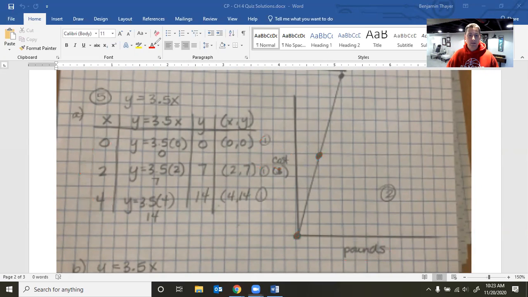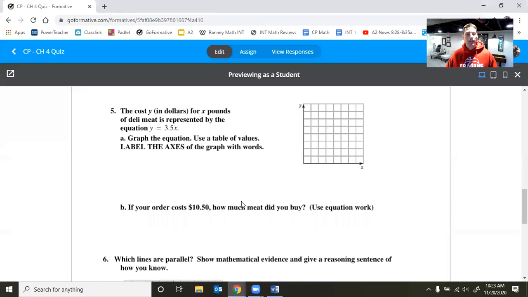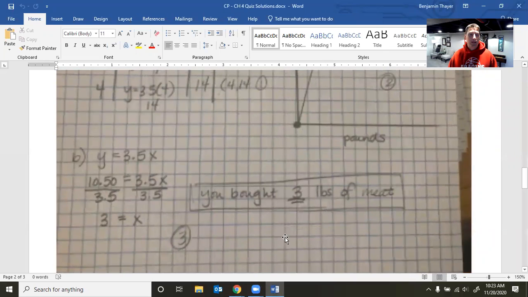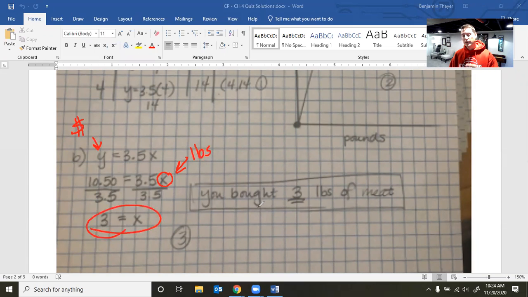Part B says, if your order cost $10.50, how much meat did you buy? Use this equation to answer the question, y = 3.5x. So if we know how much money we spent, $10.50, we can plug that in for y because that represents your dollars. So plug that in for y and simply solve for x, your pounds of deli meat. And by doing that, we find x = 3, so you bought 3 pounds of deli meat would be our answer here.